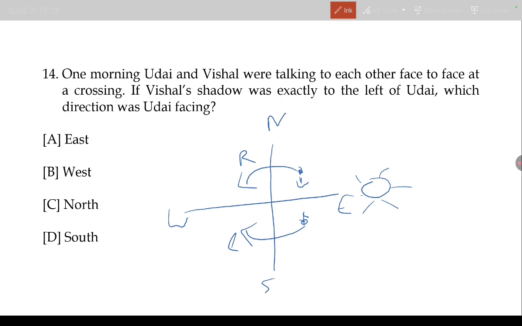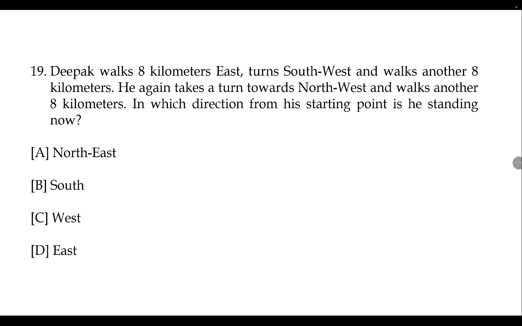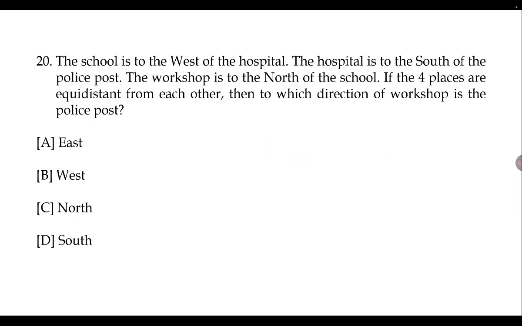Now understand this question. One morning, Uday and Vishal were talking to each other face to face at a crossing. If Vishal's shadow was exactly to the left of Uday, focus here. So this shadow is on the left side. Obviously, Uday is here. If Uday is here, Vishal will be here. So what they are asking, which direction is Uday facing? Uday is facing the north side. So your answer will be north. So these types of questions will be there in your direction. All types I have covered. Some questions are left, you need to practice these questions. Okay.